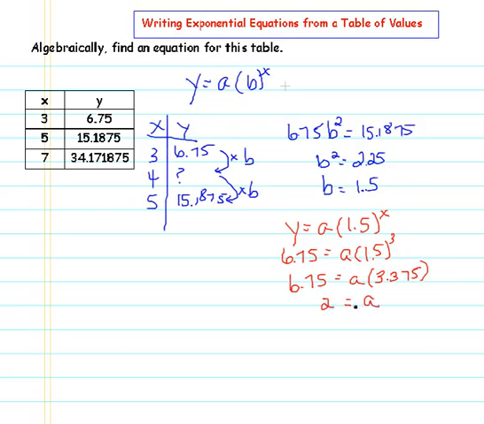I now have everything I need to write the equation. I found the multiplier, I found the initial starting value, and I'm going to write my final answer now. The final answer is y equals a, which we found to be 2, times b, which we found to be 1.5, to the x power. And that is our exponential model that fits this table of values.